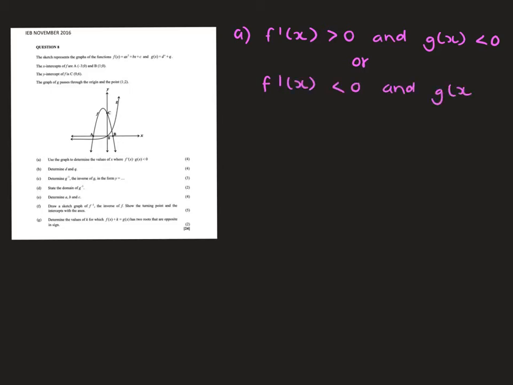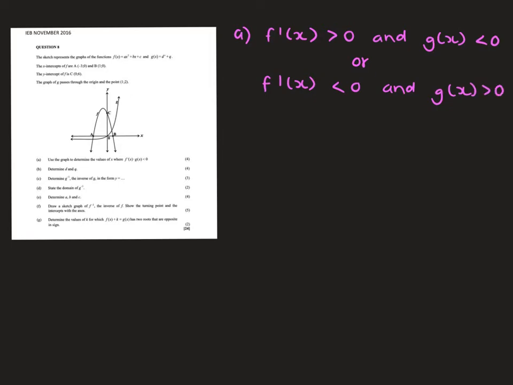So we know from our calculus that when I say f'(x), I'm usually talking about the derivative. But remember that the derivative also refers to the gradient. So in question A, we're going to be looking at two scenarios. We're going to be looking at where the gradient is positive and the exponential graph is negative, so where the gradient is positive but the exponential graph is below the x-axis, or where the gradient is negative on the parabola and the exponential graph is above the x-axis.